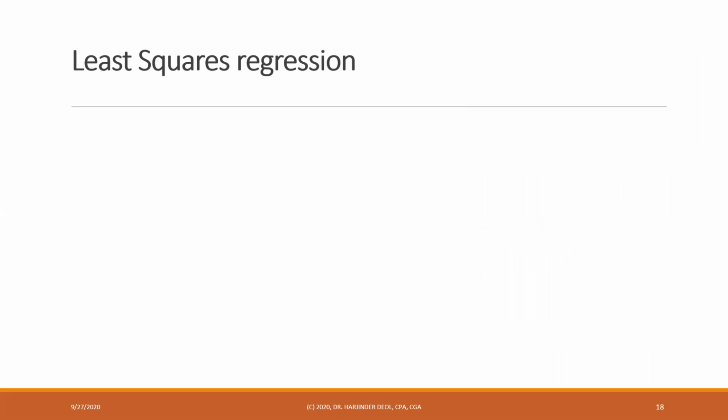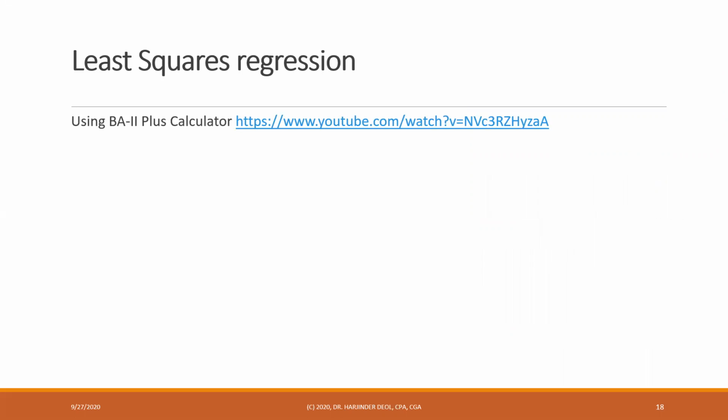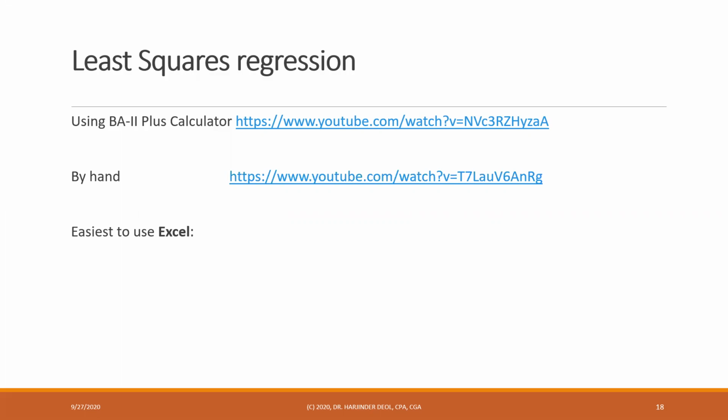Okay, now we are looking at least squares regression. The least squares regression is covered in the appendix, and I have posted appropriate material for that on Blackboard, so please do make sure to review that. If we are using BA II Plus calculators for calculations, then please make sure to review this link. Alternatively, we can calculate this by hand, and here is the link on how to do that. Please do make sure to watch these videos. It's an absolute must. The easiest though will be to use Excel.